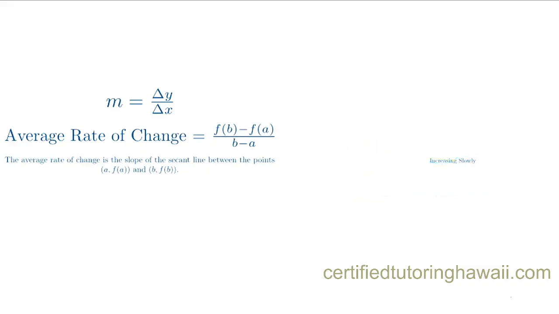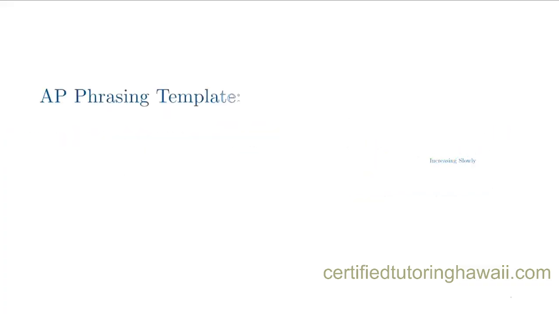In AP Precalculus, you'll often encounter a specific way of phrasing your interpretation. The template for the average rate of change is, for each additional 1 unit of x, the output y changes by your calculated value units on average. This template ensures you use the words "on average" and "per 1 unit of x," which are both critical for a correct interpretation.